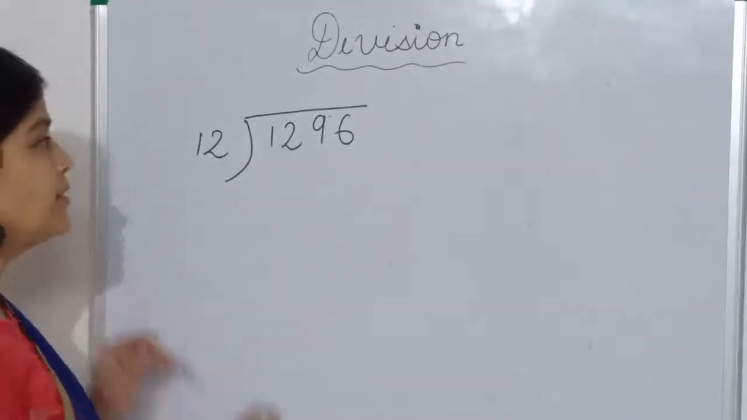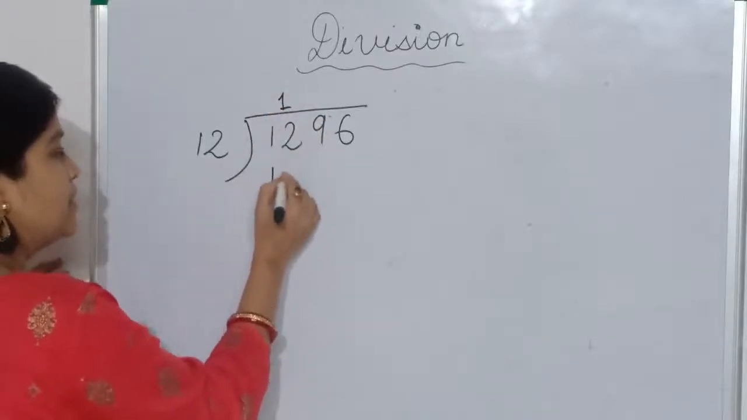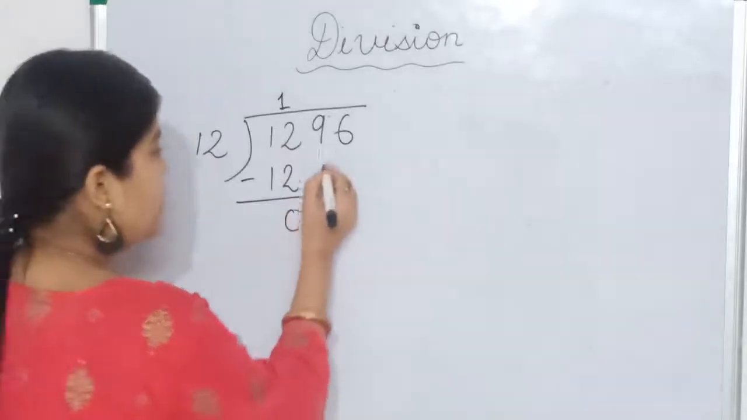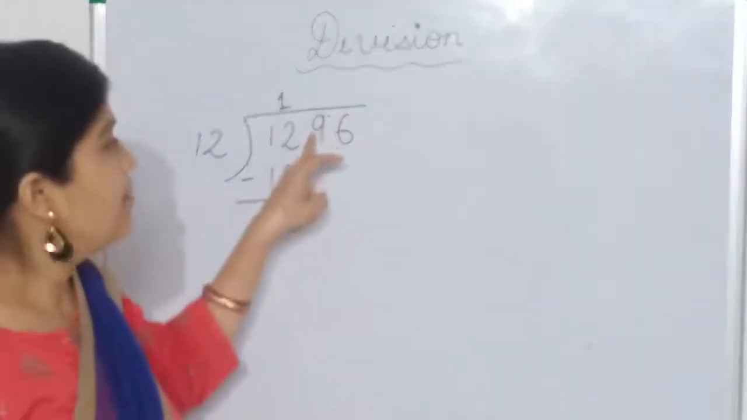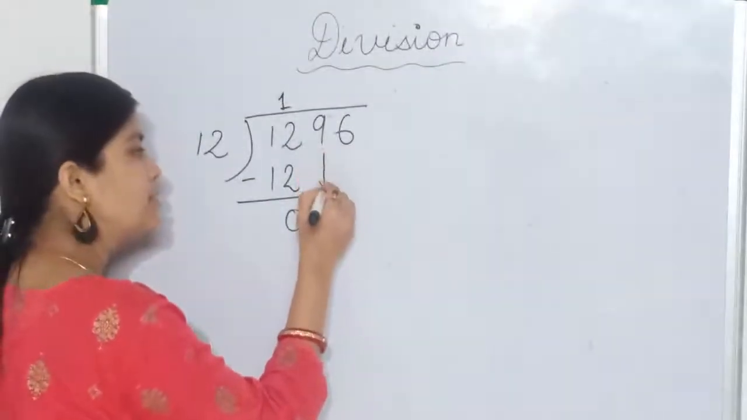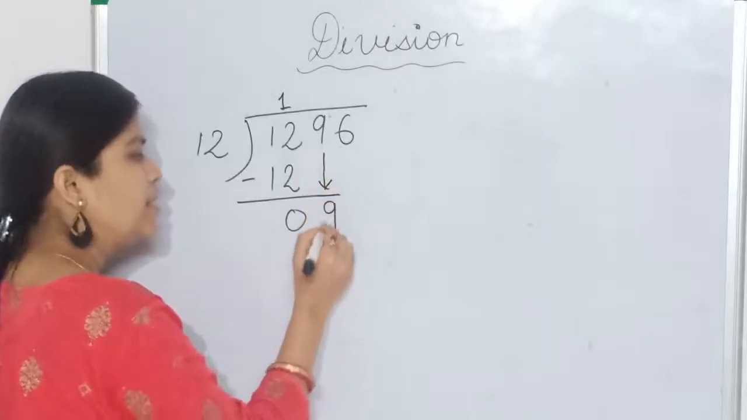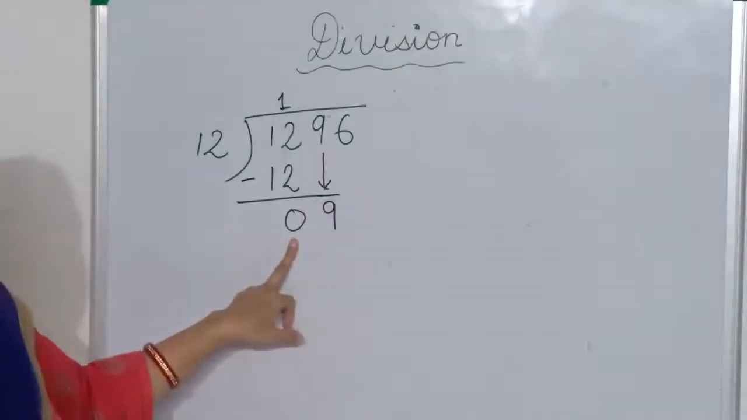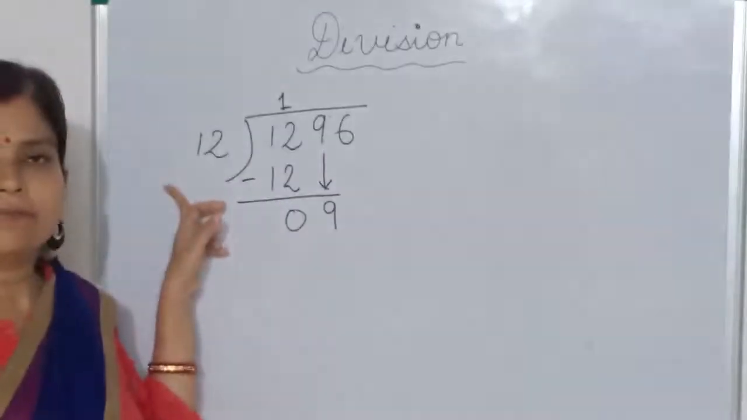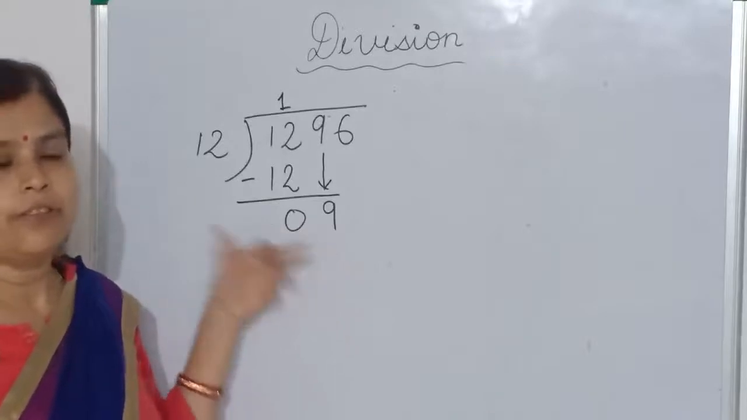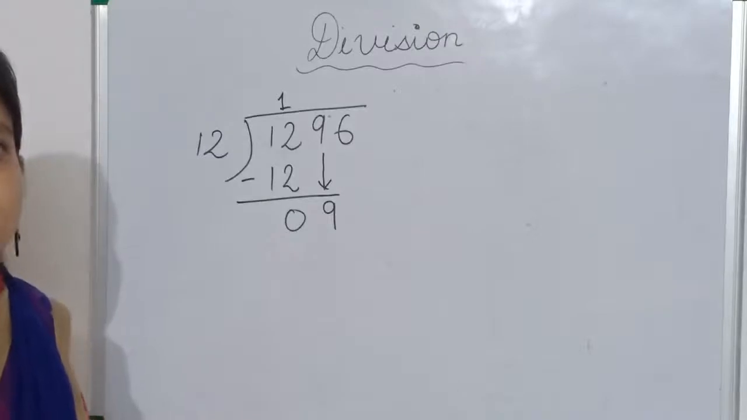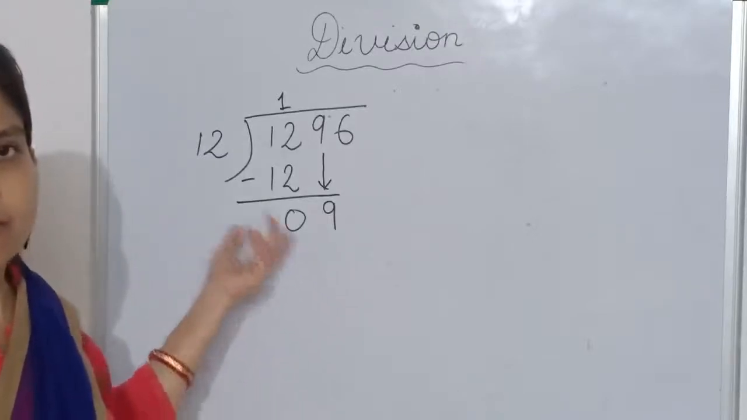So 12 ones are 12. Now what will come here after subtracting? 0. Next I will divide the number which is in the tens place. So I will bring the tens place number down. How many tens do I have? 9 tens. And 9 is smaller than 12. We can't divide 9 by 12. We can never divide a smaller number by a bigger number.